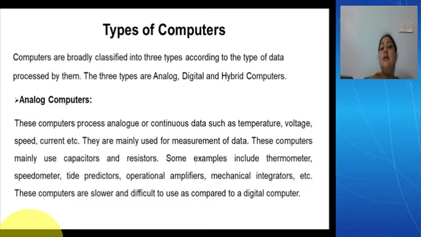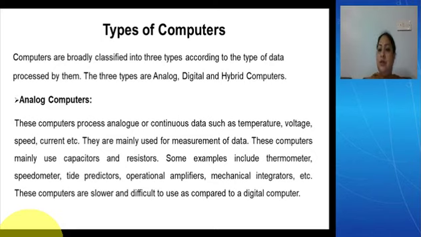So now we are discussing the various types of computers. Computers are broadly classified into three types according to the type of data processed by them. The three types are analog, digital, and hybrid. Analog computers. These computers process analog or continuous data such as temperature, voltage, speed, current, etc.